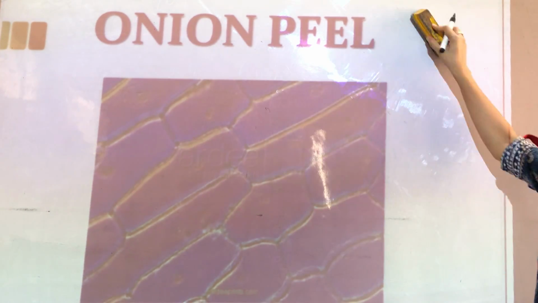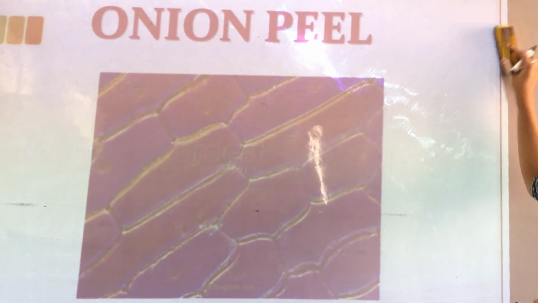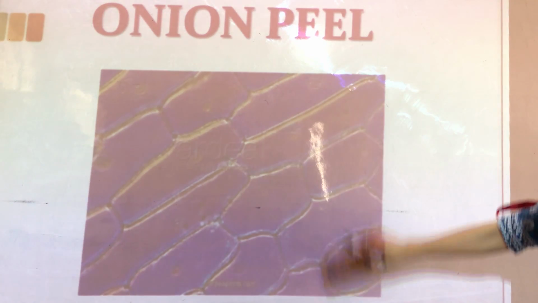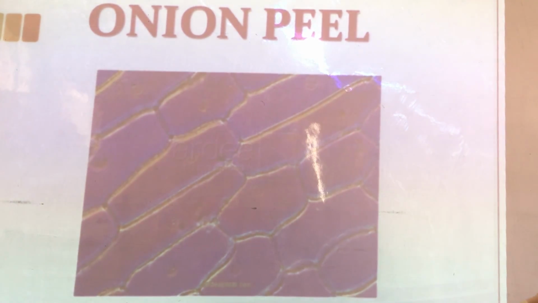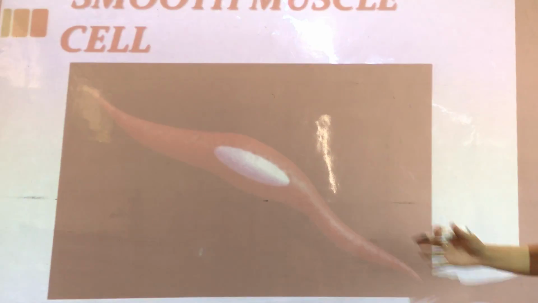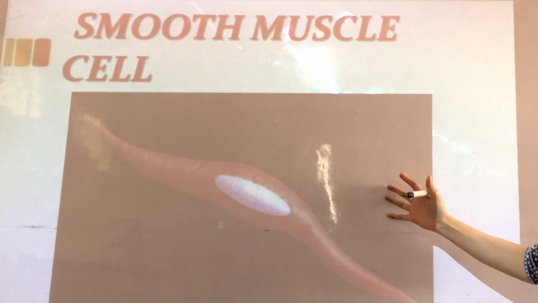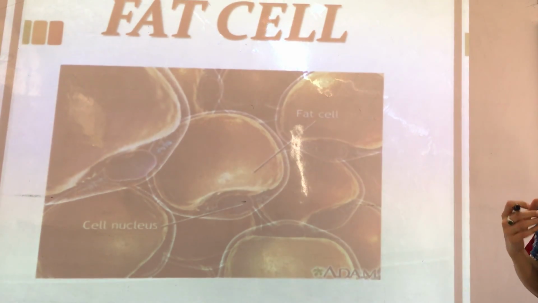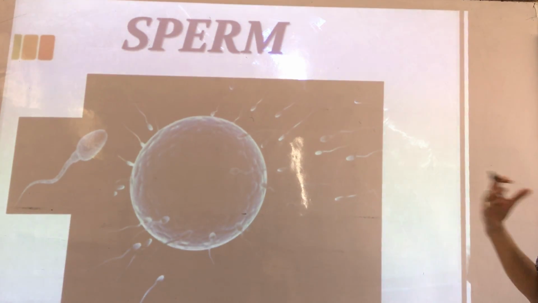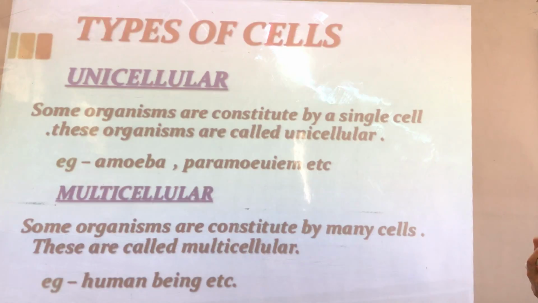And who discovered cells? Who discovered this fact that the human body or any living organisms are made up of cells? Yes, Robert Hooke. Now these are the blood cells we have already seen. These are the smooth muscle cells. These are the cells which are present in our muscles. Okay, fat cells. Okay, sperm. We have already discussed that.